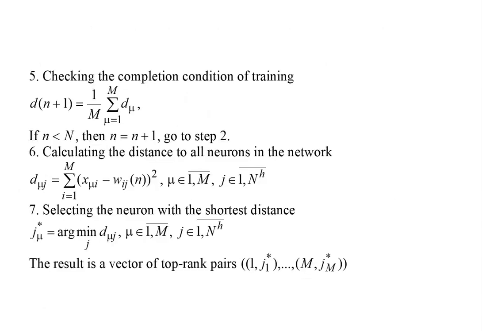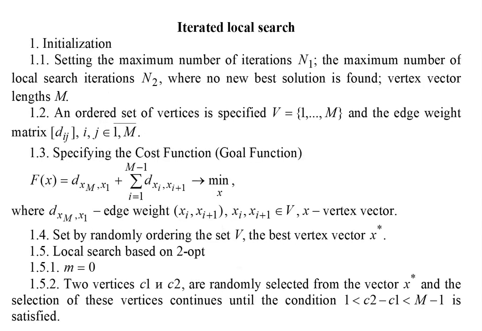Checking the completion condition of training. Calculating the distance to all neurons in the network. Selecting the neuron with the shortest distance. Iterated local search.